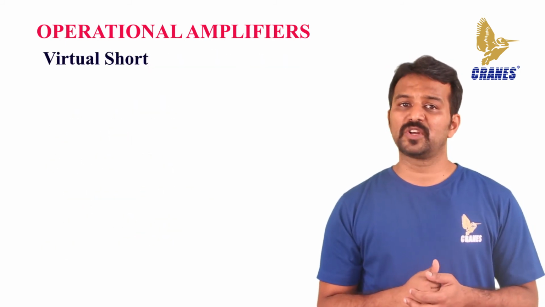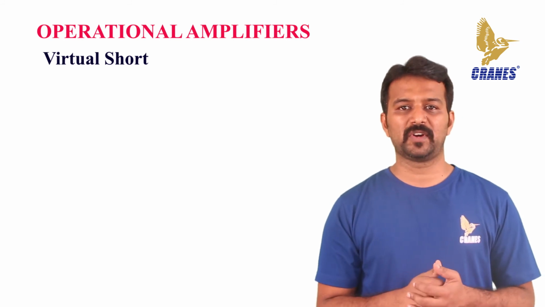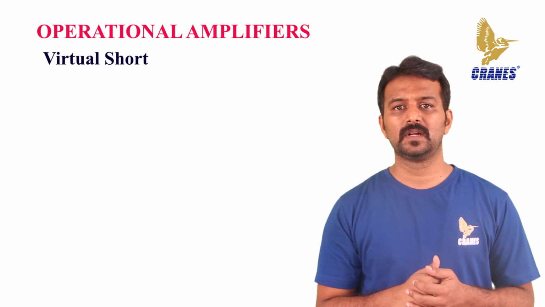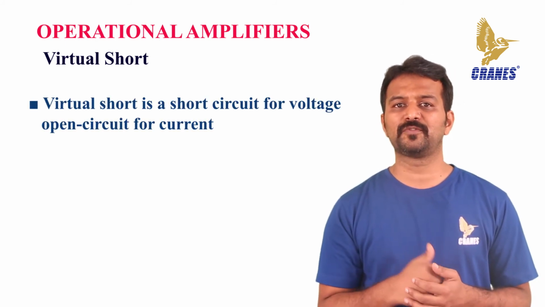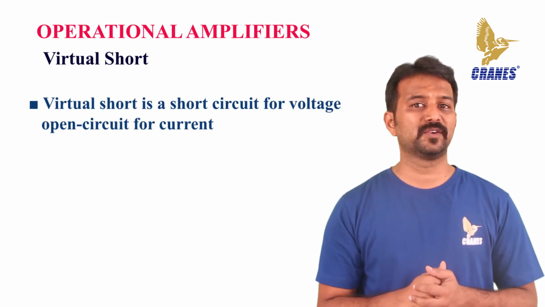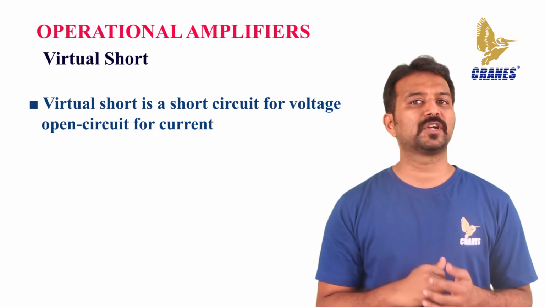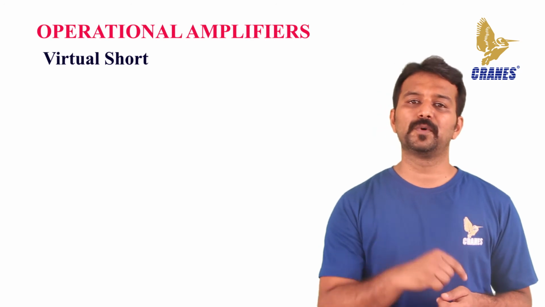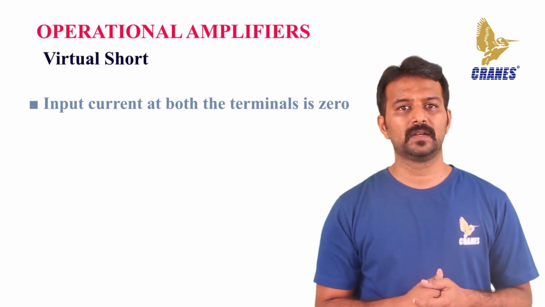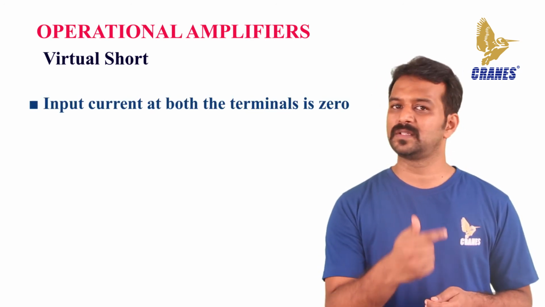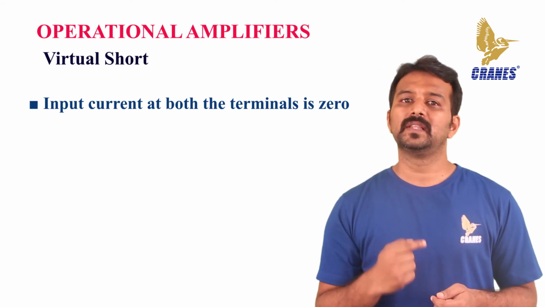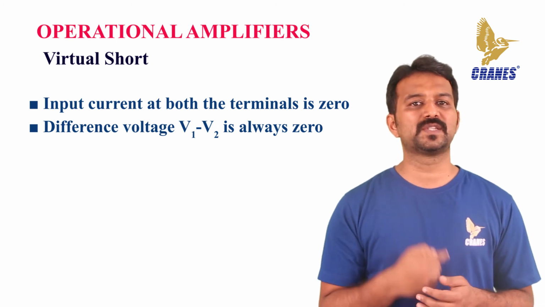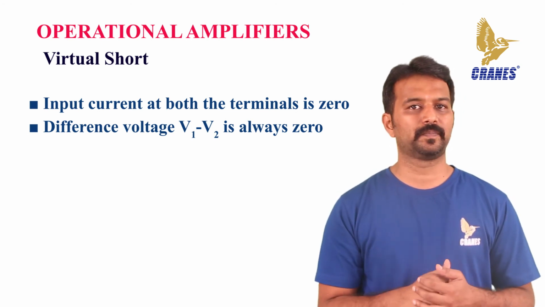Let's discuss the virtual short. In a non-inverting amplifier, there exists a virtual short between the two input terminals. A virtual short is a short circuit for the voltage, but an open circuit for the current. The virtual short uses two properties of an ideal op-amp. Since the input impedance Rin is infinite, the input current at both the terminals is 0, and since the AOL, that is the open loop gain, is infinite, the difference voltage V1 minus V2 is always 0.